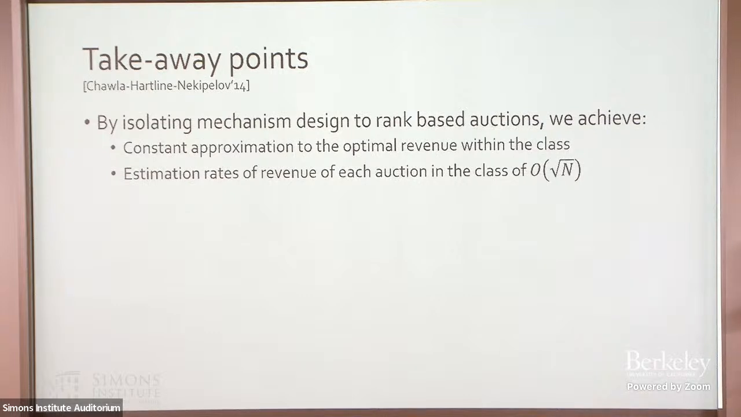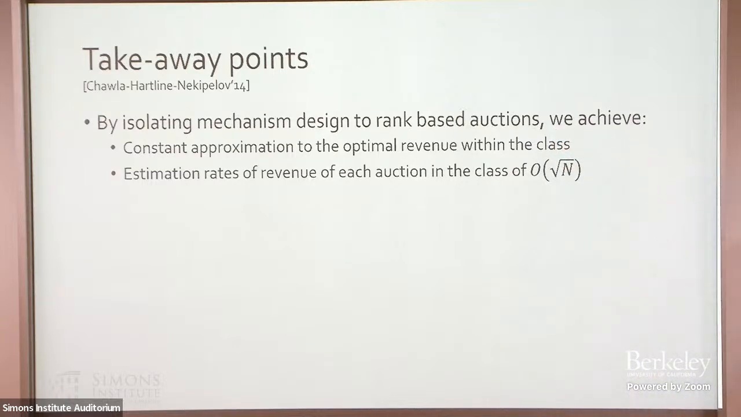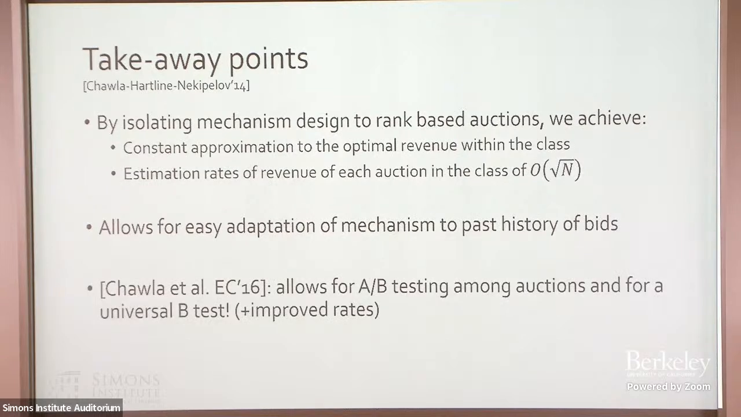So the main message of that paper is that by isolating the mechanism design to rank-based auctions, we can achieve a constant approximation to the optimal revenue, even if we could run any other auction, and estimation rates of revenue of each of these auctions in the class at root n rates. So if you are building a system that optimizes over these auctions, you can do it with fewer samples. You can do A/B testing between auctions and succeed with fewer samples.